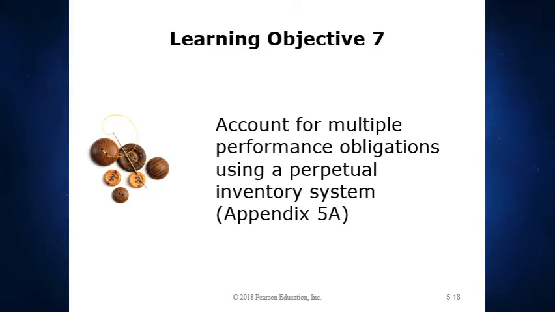This again, so we are getting into the appendix now for this chapter. There's several different slides here for the appendix. These things are not things that you will be tested on. These are just for your information at this point. So, account for multiple obligations using a perpetual inventory system.